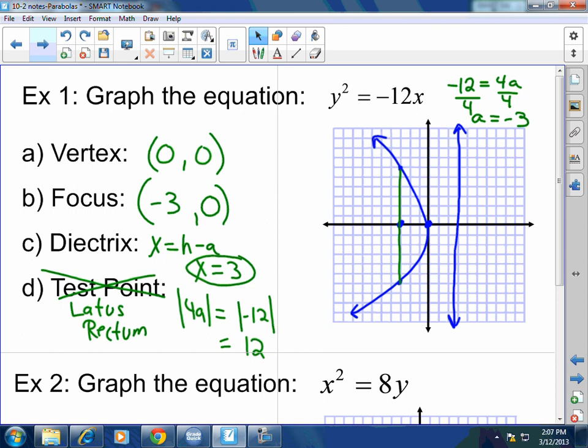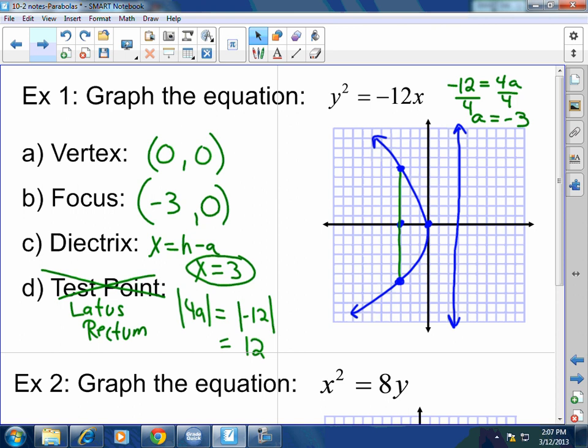No. It will not always equal the negative focus because remember, in this case, we didn't have an h. But thank you for asking, sir. Yes, sir. Come again? How wide? Because I put these points right here.